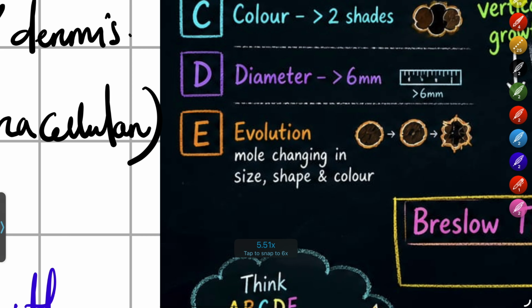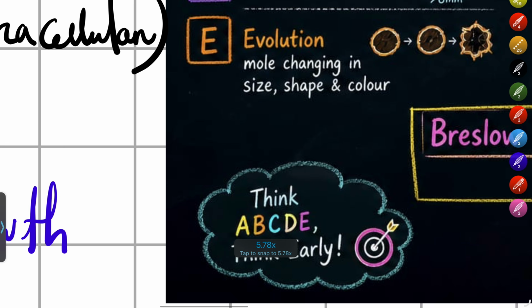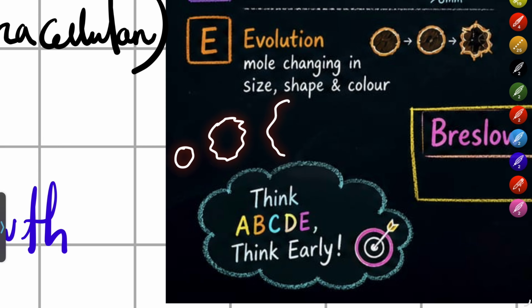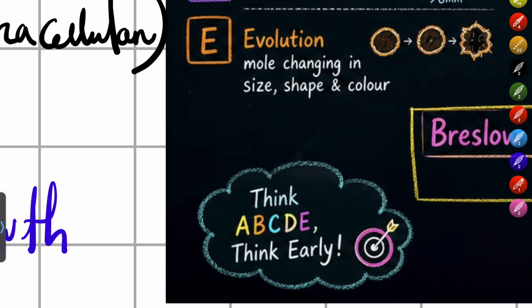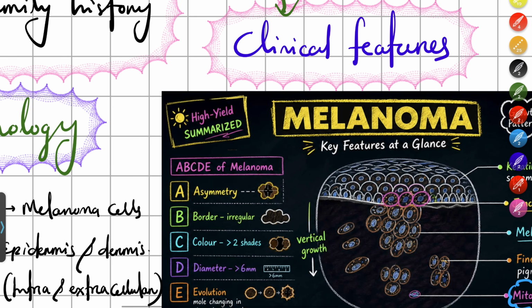Now the evolution. Let's see, this is the initial melanoma, then its size increases, it goes to this, then again its size increases, goes to this, and then at the end it goes to this. This is the evolution of the melanoma. So these are the five major clinical features of the melanoma.